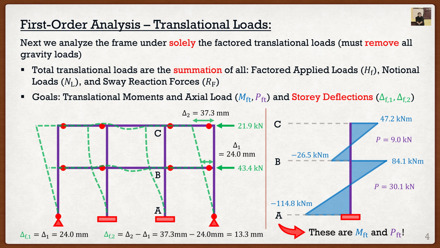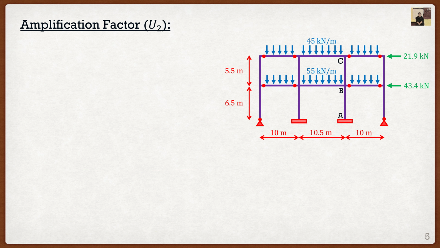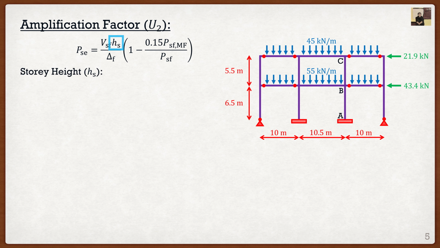So now that we have everything we need from our analysis, we can go on to actually calculating our amplification factor U2. Now, before we calculate U2, there is one critical calculation that we have to do beforehand, and it is for this factor right here, this PSE. Once you calculate PSE, you're basically good to go. This is the big boy right here. So the first thing that we can see is we need the story height. And of course, if we're looking at the first story or the second story, it's going to differ. There's one hint that for our calculations in a multi-story frame, you're going to have a different PSE for every single story. Since we have two stories, we end up having two PSEs.